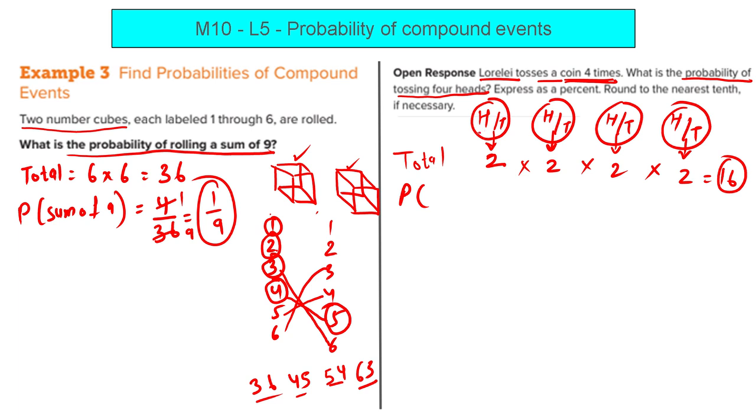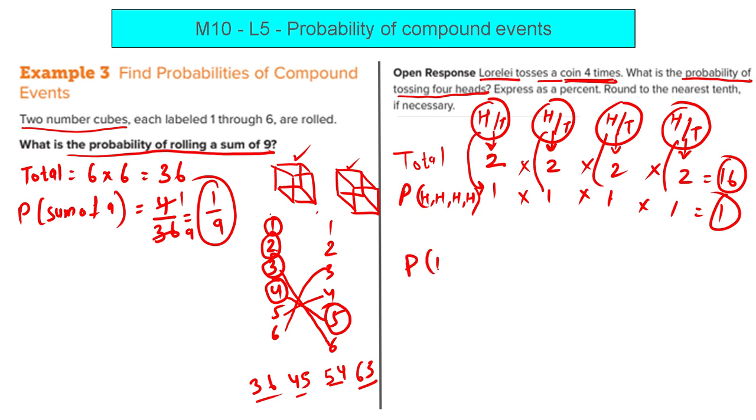Okay, check. How many heads here? 1. Okay, he needs head, head, head, 4 heads, right? 1 head here, 1 head here, 1 head here, and 1 head here, correct? So simply multiply them. Yani 1. So my favorable outcome is 1. So the probability of heads, heads, heads, heads will be equal to 1 over 16. 1 is what I need, 16 is the total.